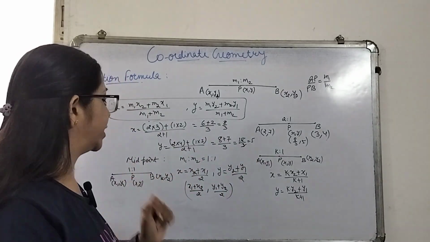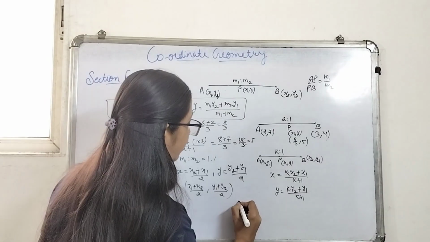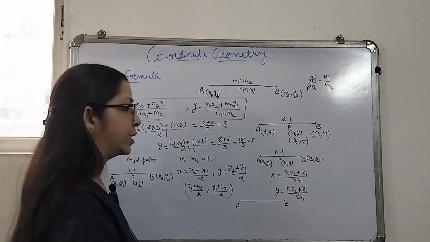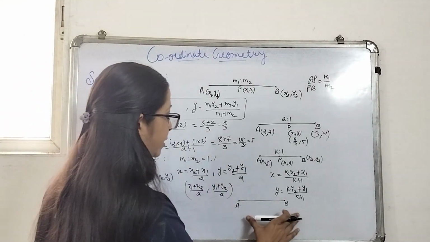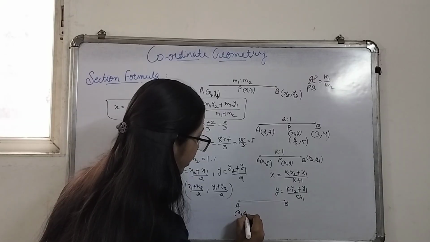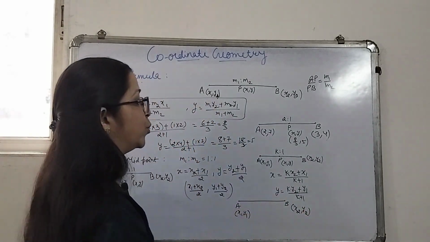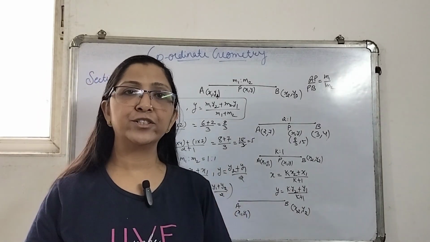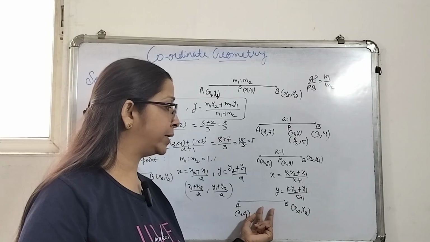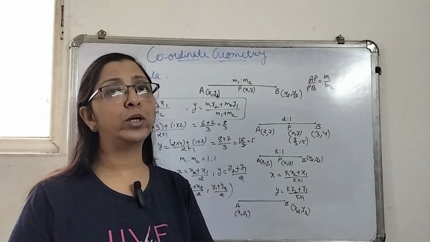Now suppose instead of 1 is to 1, the condition is given that it is a trisection. These types of questions are even there in the exercise. If there is a line segment AB, the coordinate of A is x1, y1 and the coordinate of B is x2, y2. In between there are 2 points, because it is a trisection, and these 2 points will be dividing the line segment AB into 3 equal parts.